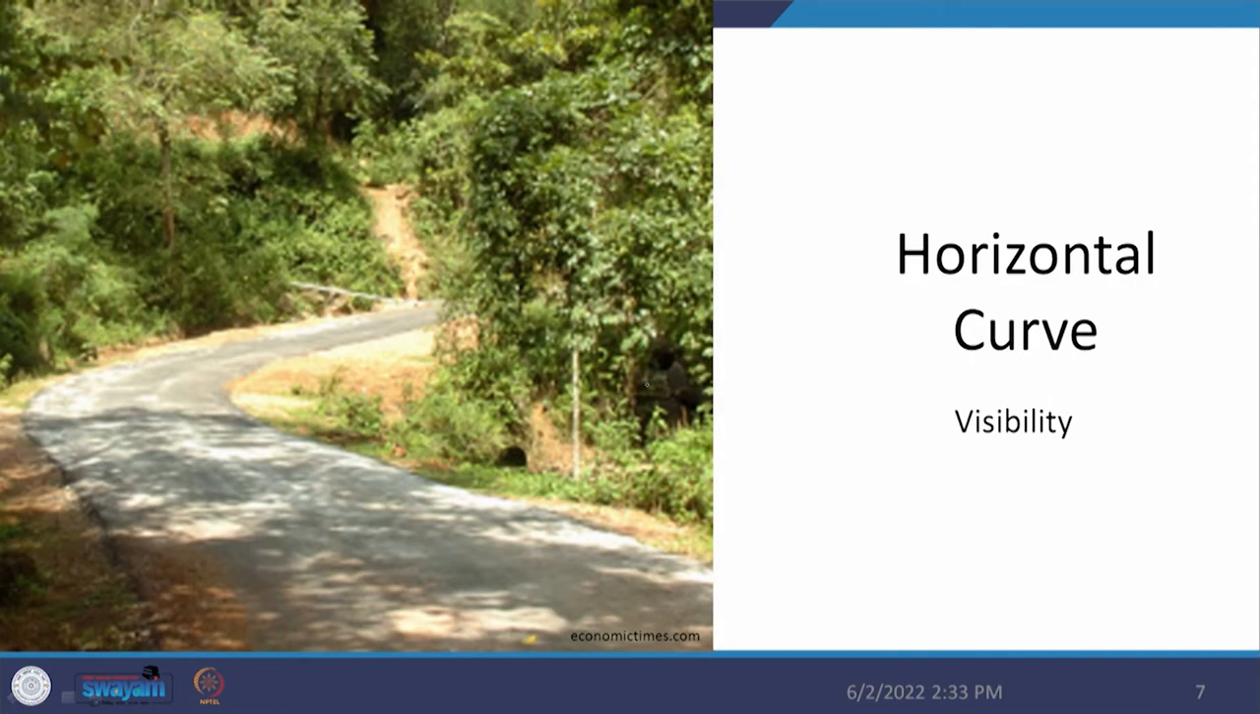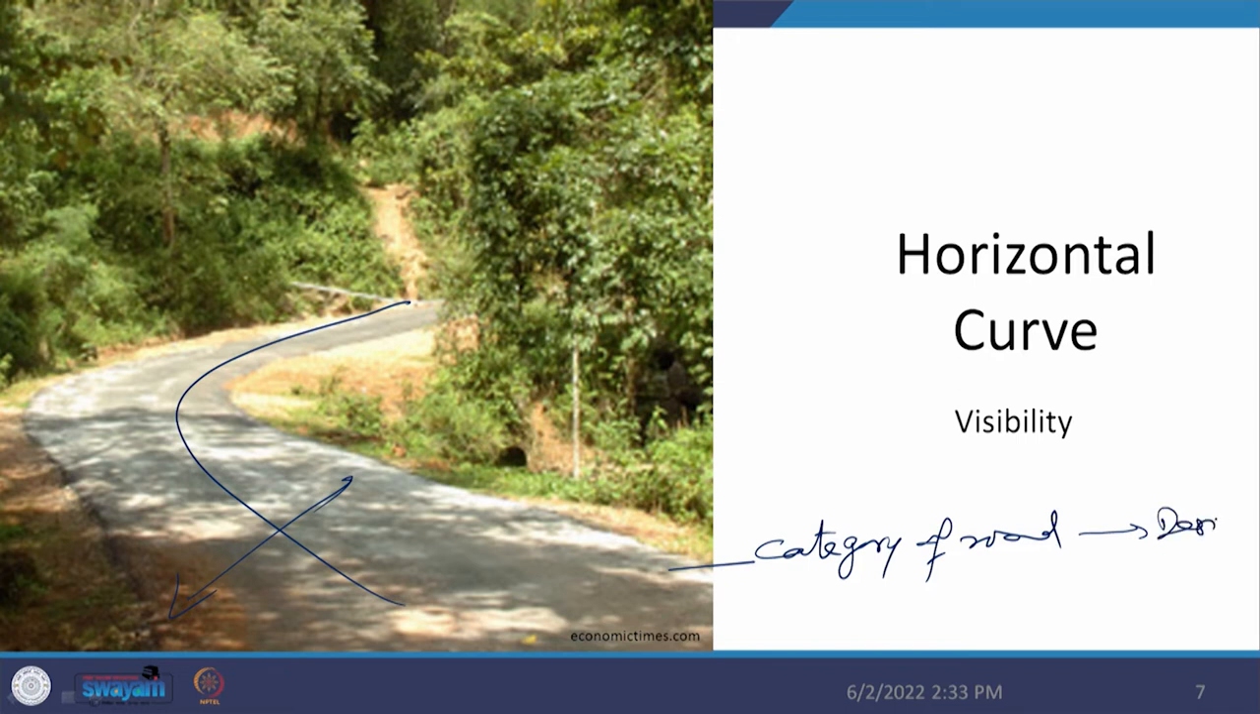Here again there is another case. What you find is there is a horizontal curve. This curve is taking a turn in this form. Now, depending on the width of this particular road and the category of the road, we will have the design speed, and this design speed will provide us the safe stopping sight distance, and this safe stopping sight distance at the minimum level has to be maintained on a road section.